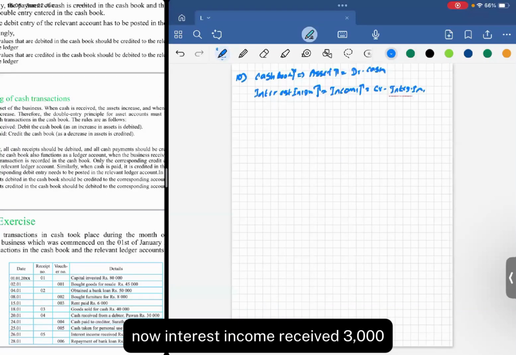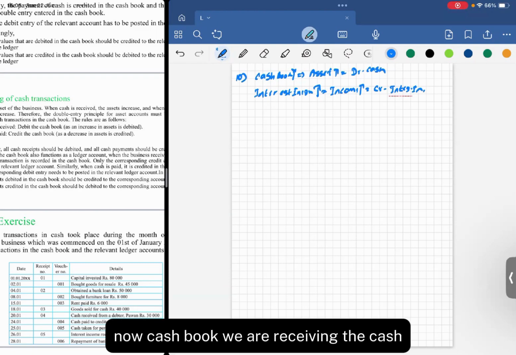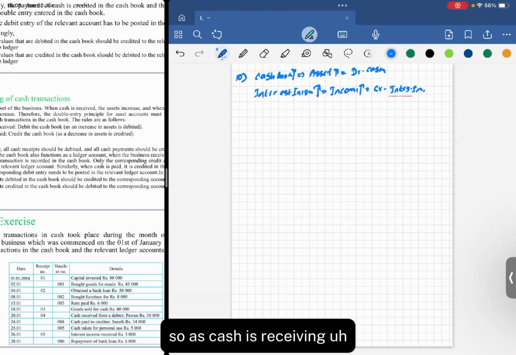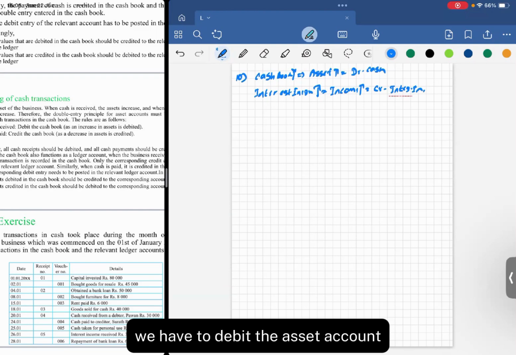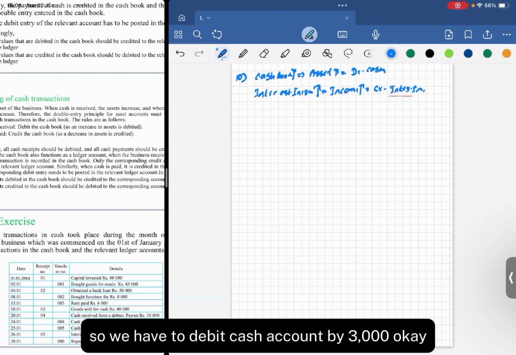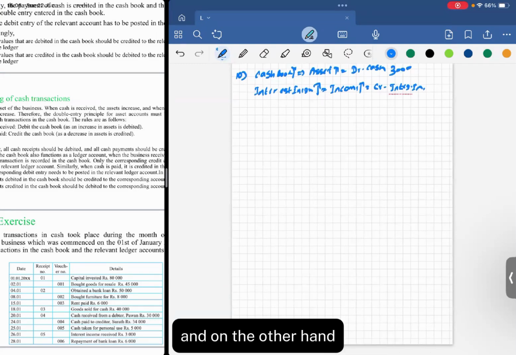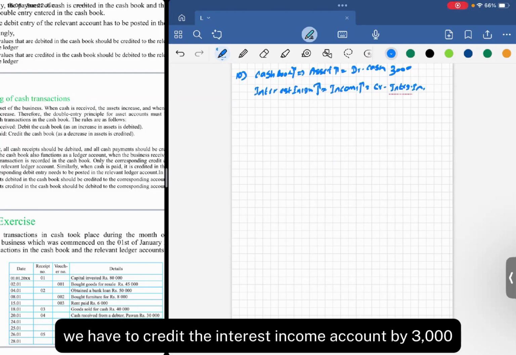Now, interest income received, 3,000. Here we have two accounts, cash book and interest income. In the cash book we are receiving cash, so cash is going up, and interest income is also increasing. Cash is an asset, and when an asset is increasing, we have to debit the asset account. So we have to debit the cash account by 3,000. On the other hand, interest income is an income account, so as income is increasing, we have to credit the interest income account by 3,000.